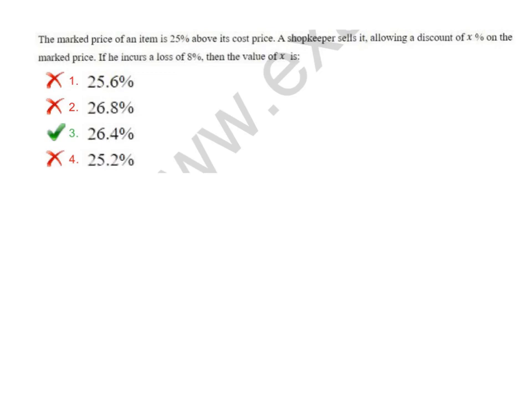Next, the marked price of an item is 25% above its cost price and the shopkeeper sells it allowing a discount of x% on the marked price. If he incurs a loss of 8%, then the value of x. Assume that the cost price of an article is 100. You are marking it up by 25% extra, so that is 125. You are selling it at 8% loss, which means you are selling it for 92.